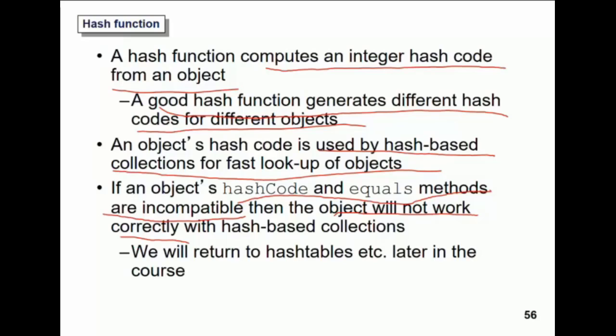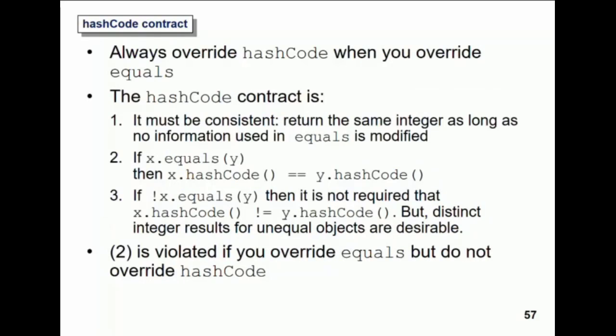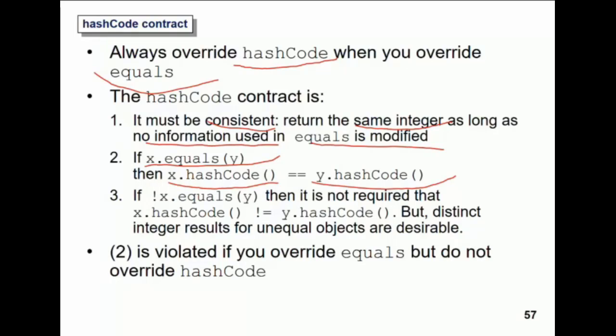So if two objects you decide are equal, then they should generate the same hashcode. Okay, the same hashcode. So this is the hashcode contract. Like an equals contract, it's a hashcode contract. So always override hashcode when you override equals. And the contract is this. It must be consistent, return the same integer as long as no information used in equals is modified. So two objects that you decide are equal need to return the same hashcode essentially. If x.equals(y) is true, then x.hashcode is equal to y.hashcode. Okay, so that's the essential contract.